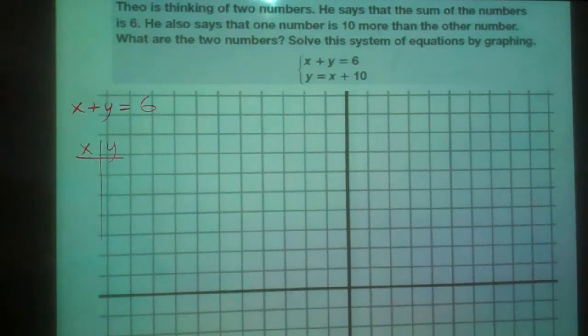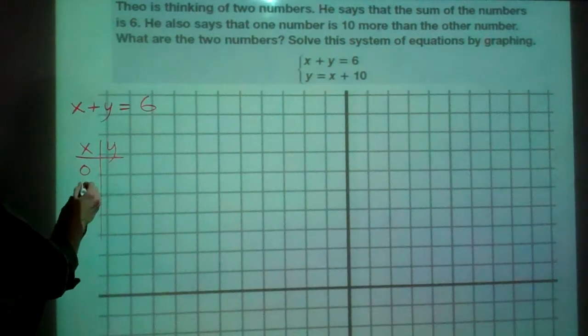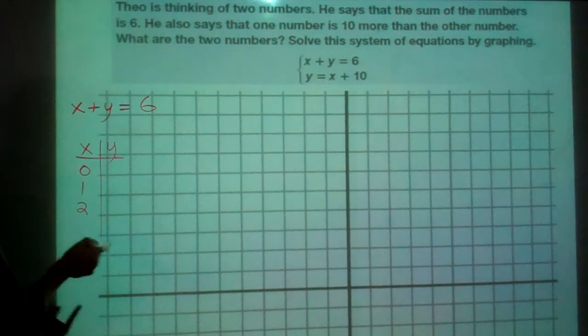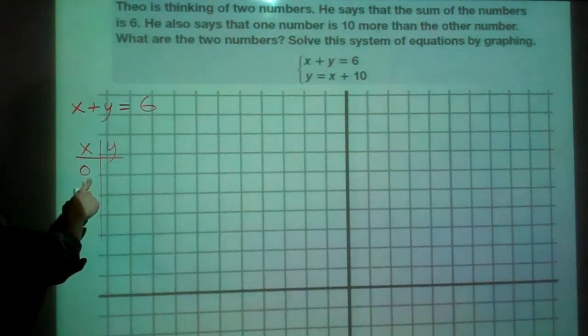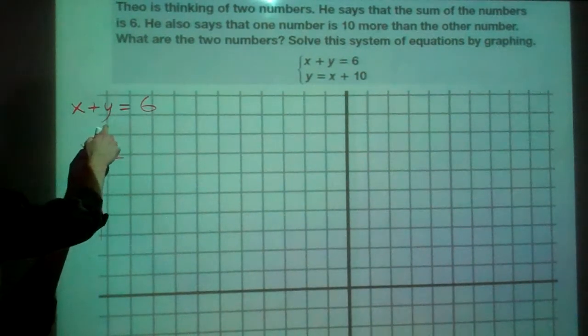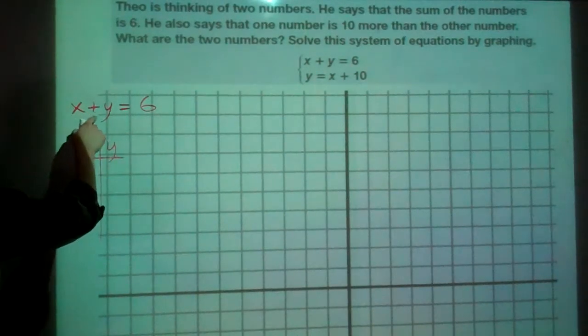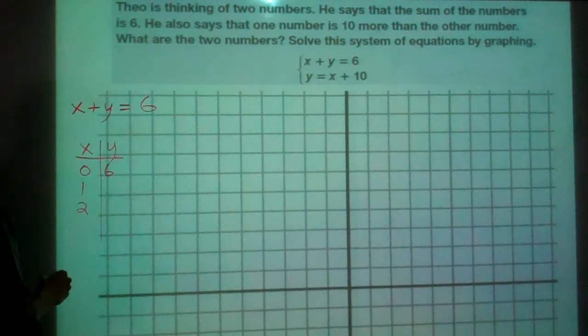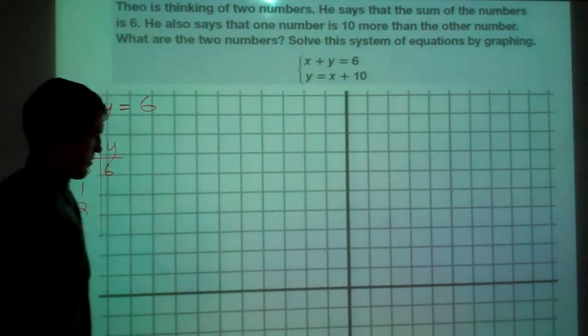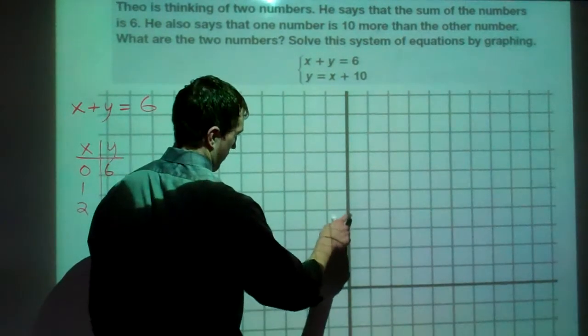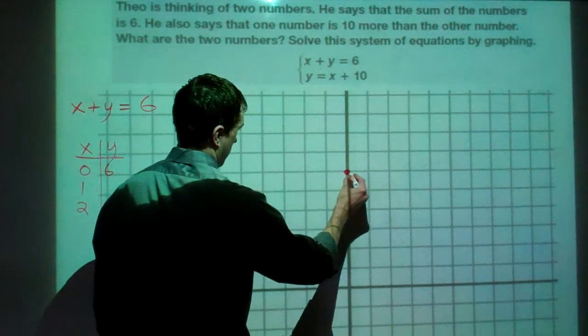So well, let's just choose a couple points here. If x is 0, 1, or 2, what is y going to be? If x is 0, 0 plus what gets us to 6? Well, 0 plus 6 gets us to 6. Over 0 up 6. 1, 2, 3, 4, 5, 6. That point is right there.